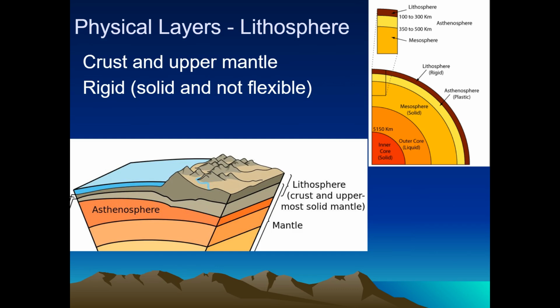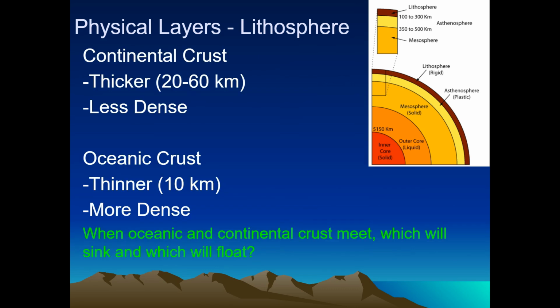Okay, let's move on to the next layer. We also need to talk about physical properties of the crust, since the crust is in the lithosphere layer. Let's add a couple more physical properties of continental crust and oceanic crust. Number 1, I already mentioned this, but continental crust is typically thicker. Here in Colorado, it's very thick because we are a mile above sea level. This continental crust can be anywhere from 20 to 60 kilometers thick, roughly. These are just averages.